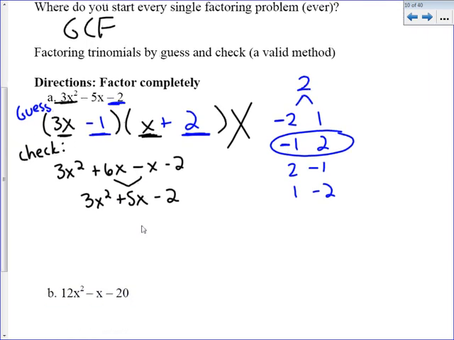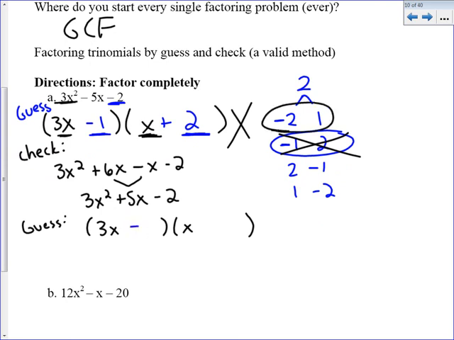So with guess and check, the next thing you do is you guess again. So we know the only possibility for my 3x squared is 3x and x. But now, okay, that didn't work. Down to 3 more possibilities. First one. So let's put in our next guess. -2 plus 1.